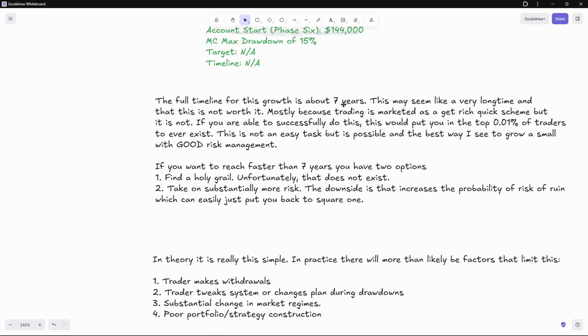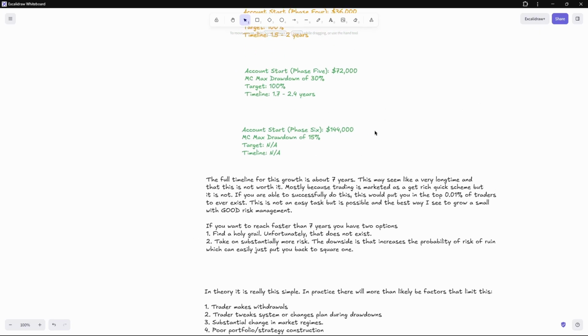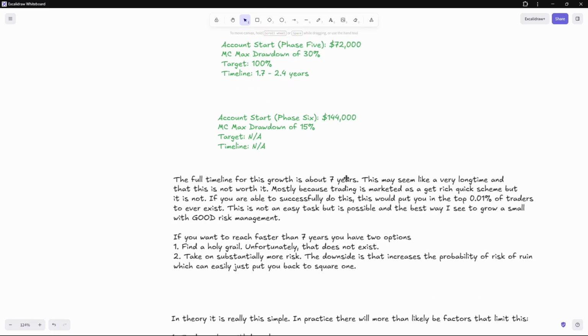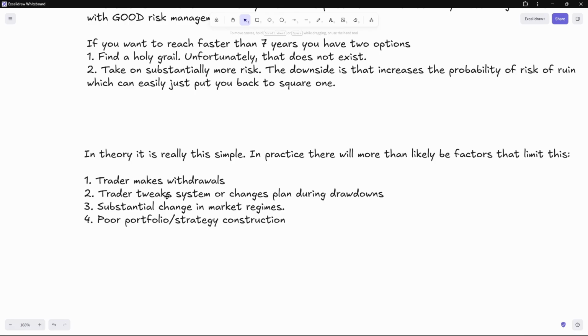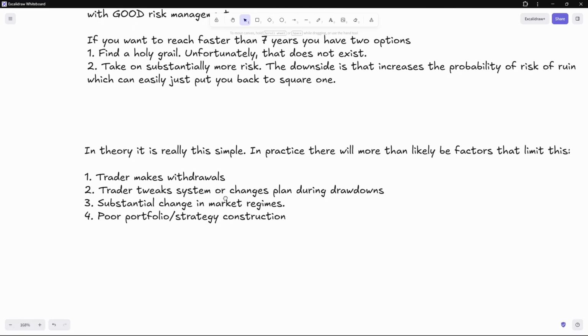This 7 years already assumes worst case scenario. In the best case scenario, you could achieve this in maybe about 4 years, 3 years, but the 7 years just basically assumes worst case scenario, right? And 2, the trader tweaks the system or changes plan during drawdown. So this is basically just not having enough discipline. Once you start experiencing a drawdown or the markets get tough, you start to tweak the system, change your strategy, and deviate from what your backtest said and from what your system said the risk that you should use. So that can happen in practice.